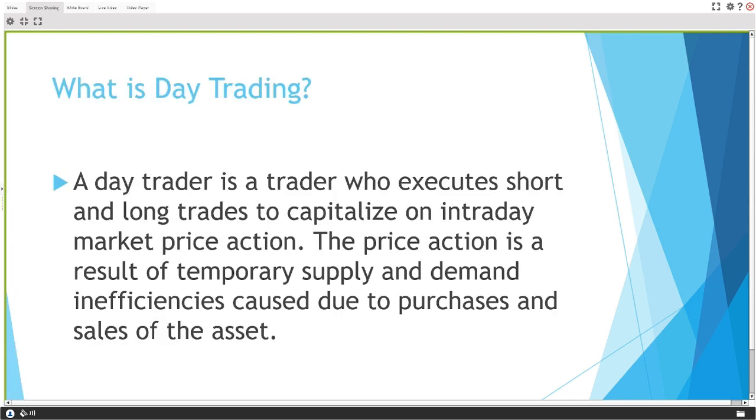Well, the first thing to understand about day trading is what it is. A day trader is a trader who executes short and long trades to capitalize on intraday market price action. The price action is a result of temporary supply and demand inefficiencies caused by purchases and sales of the asset. What does that mean? It means we are buying and selling within the same day, and we're looking to capitalize on the movement that happens within one day.